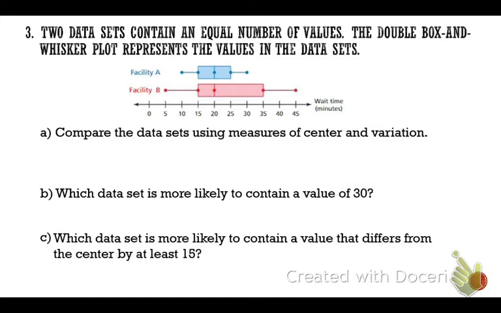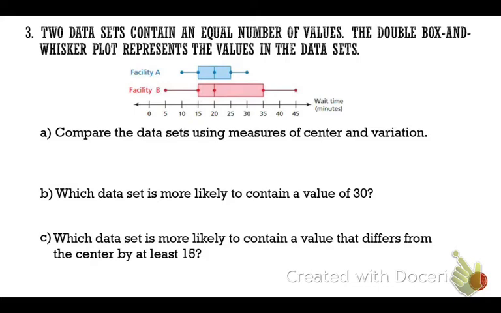Oh, wait. Also B. What was the shortest time someone had to wait? Oh, 5. Only 5 minutes. Which one would you rather wait, 5 or 45? 5. I'd way rather wait only 5 minutes so I can get in and out of the doctor fast, okay? So we're going to compare the sets using the measures of center.